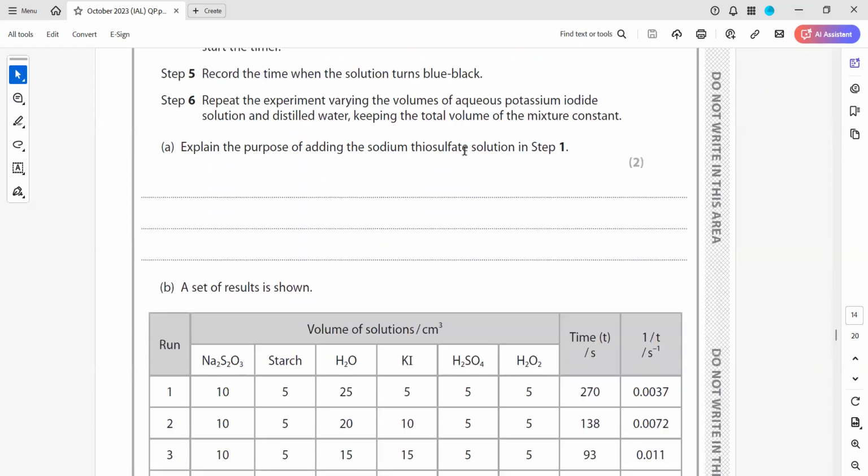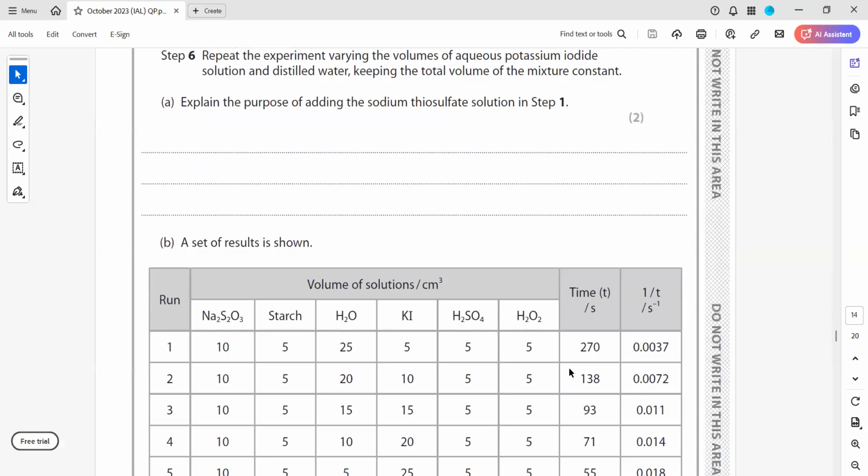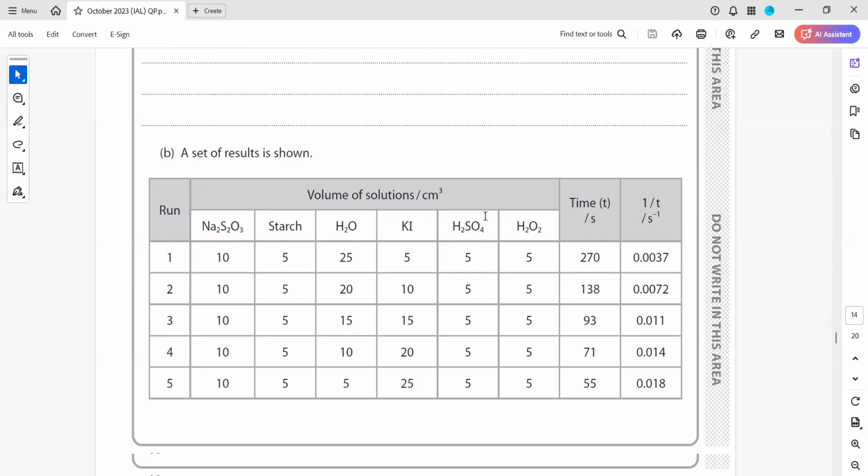So state purpose of thiosulfate. The purpose of the thiosulfate is to react with iodine formed so that instantly the color change won't be seen. It will take time. Once all of the thiosulfate is used up, then the color change will occur. So color change will only occur after a certain amount of reaction has taken place. Is it clear?